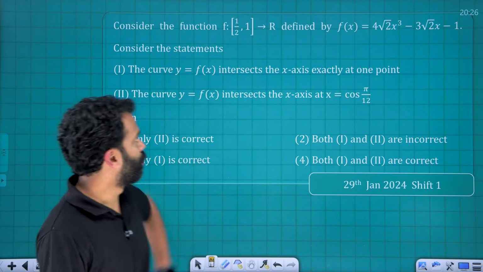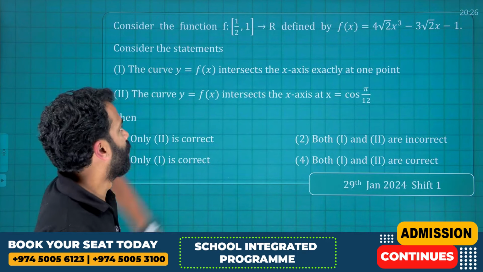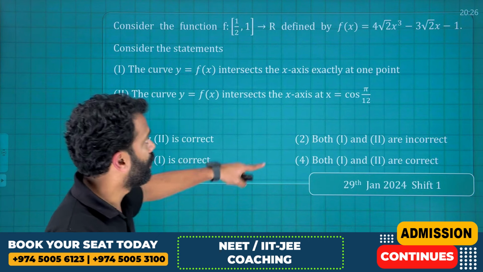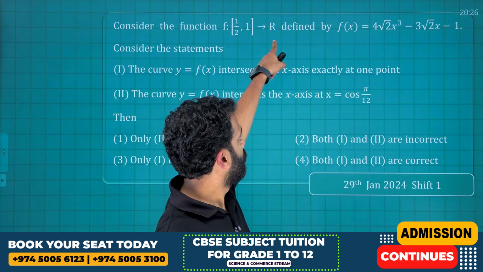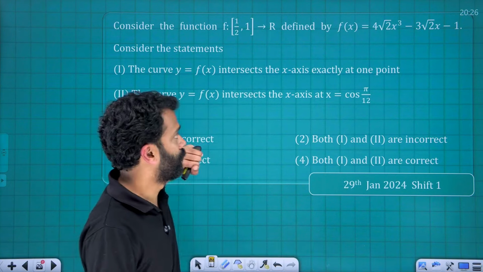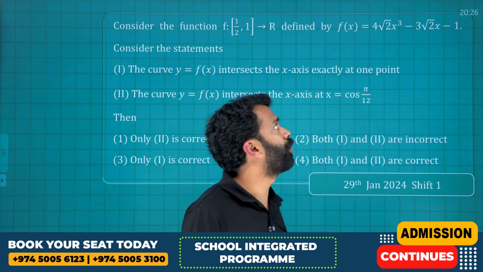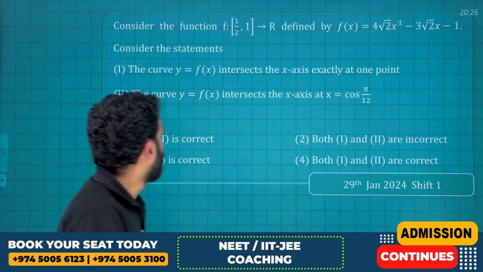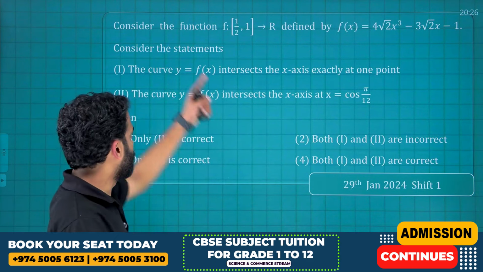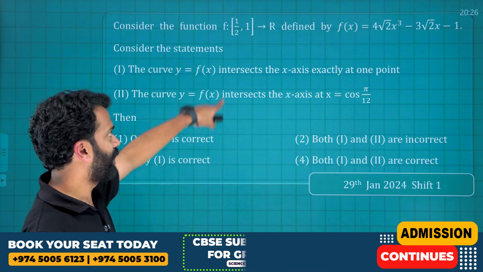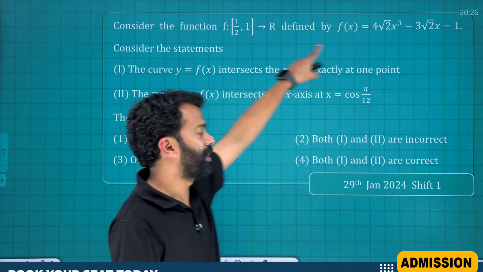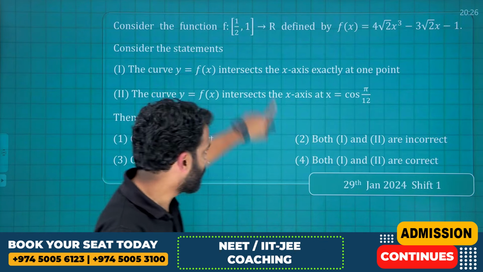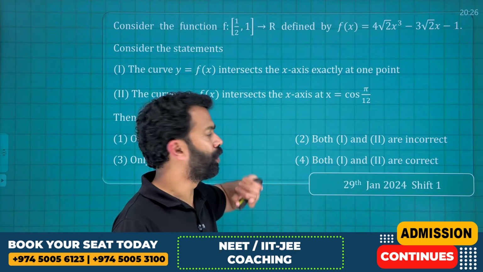Yeah, a good one. Consider the function f from the closed interval 1 by 2 to 1 to the real numbers, codomain is real numbers, given by f of x is equal to 4 root 2 x cube minus 3 root 2 x minus 1. Consider two statements. The curve f of x intersects the x-axis at exactly 1 point. The curve y is equal to f of x intersects the x-axis at x is equal to cos pi by 12.